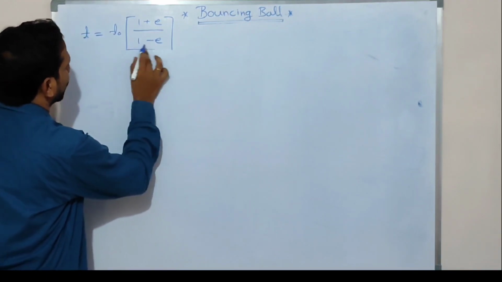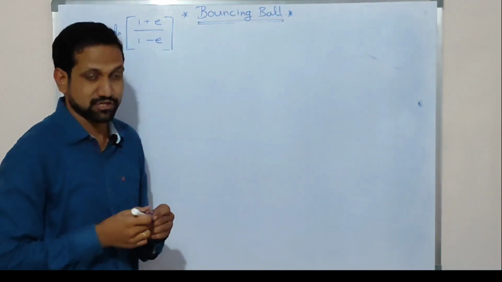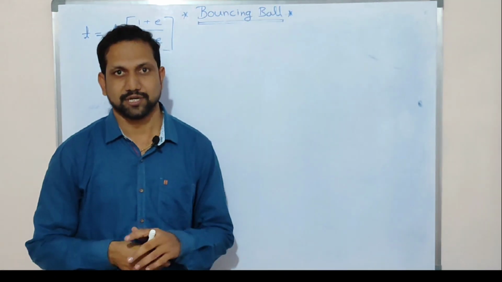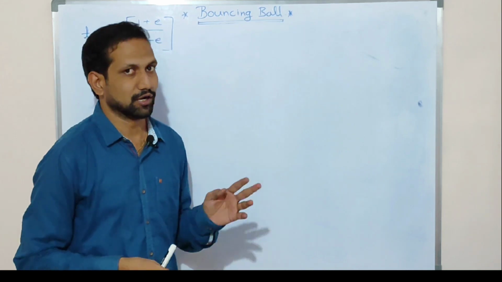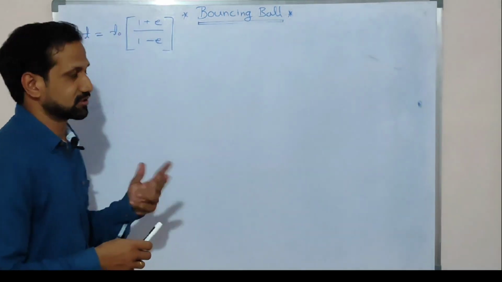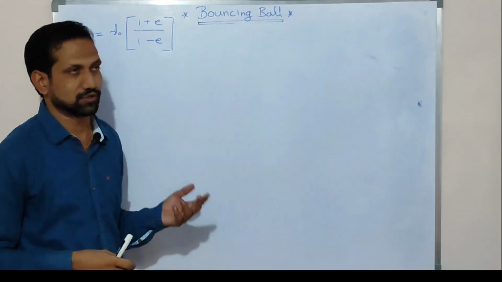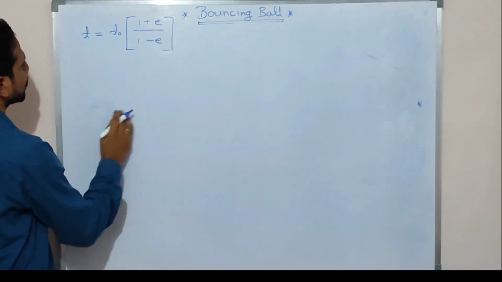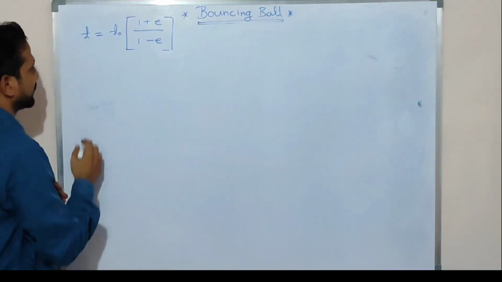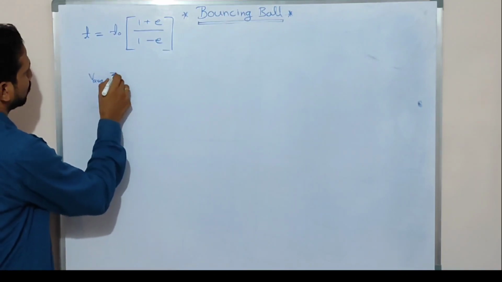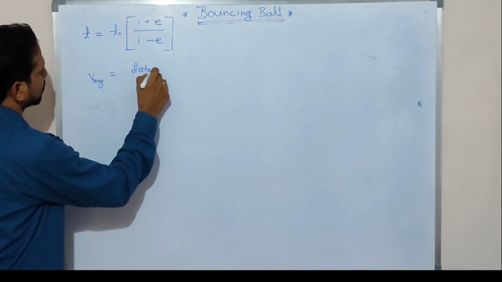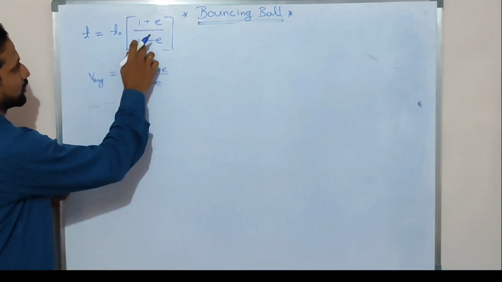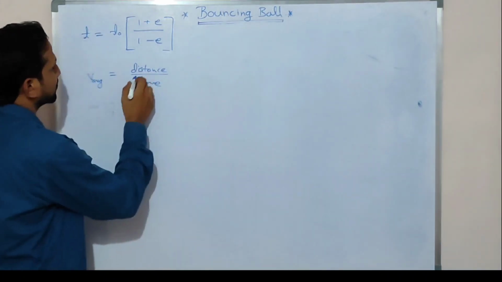Now the question will be asked regarding the total distance traveled by the ball before it comes to rest, and also what is the average speed and average velocity, not displacement. Displacement will be anyway h naught. So let us first consider the average speed. To find the average speed, we need the total distance and the total time. The total time we already found on the previous board, and the distance we need to find.